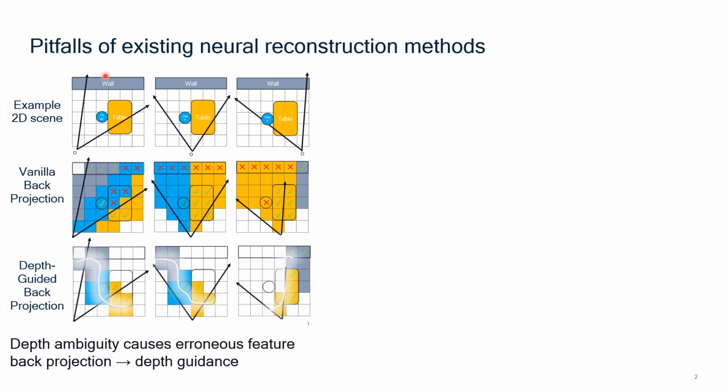Taking this simple scene as an example, it consists of a table, a chair, and a wall. Most methods would simply backproject 2D image features along the entire ray because the depth is unknown. This could introduce many erroneous 3D features, like here on the table or here on the wall.